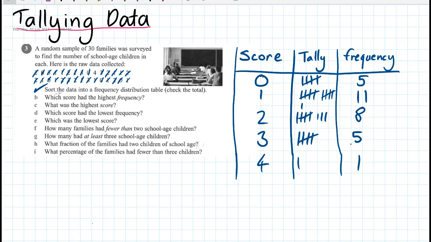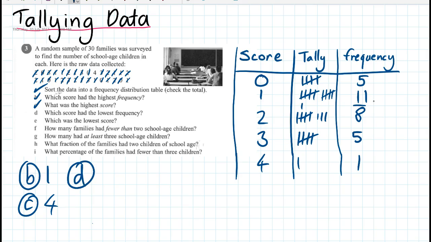So which score had the highest frequency? We're looking at number 1. So B is 1 because, as you can see, 11 is the biggest frequency and it matches the score of 1. What is the highest score? Well, the biggest one that they had a tick for is 4. There was 1, 4. Which score had the lowest frequency? 1 is the smallest number in the frequency, so D is also 4.